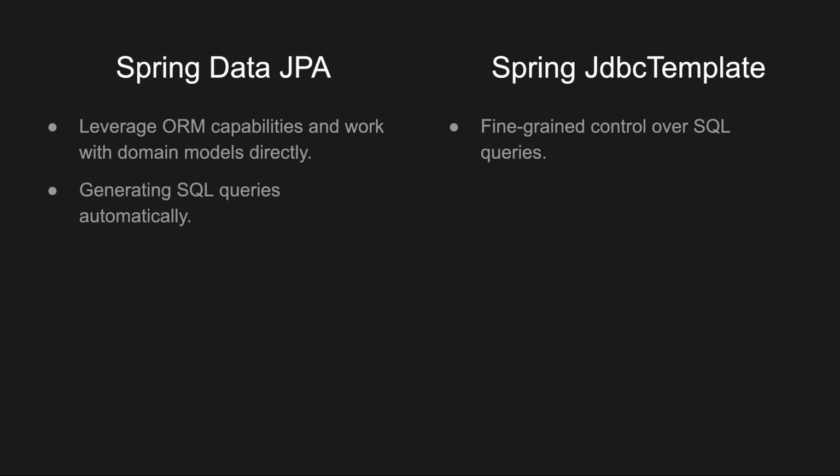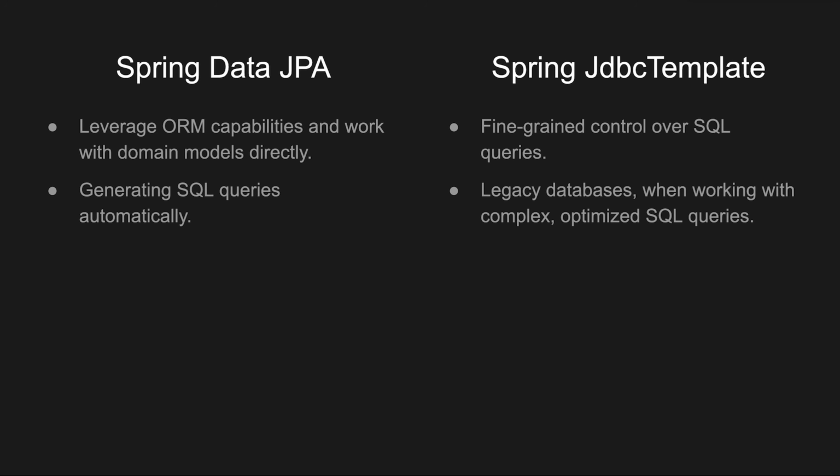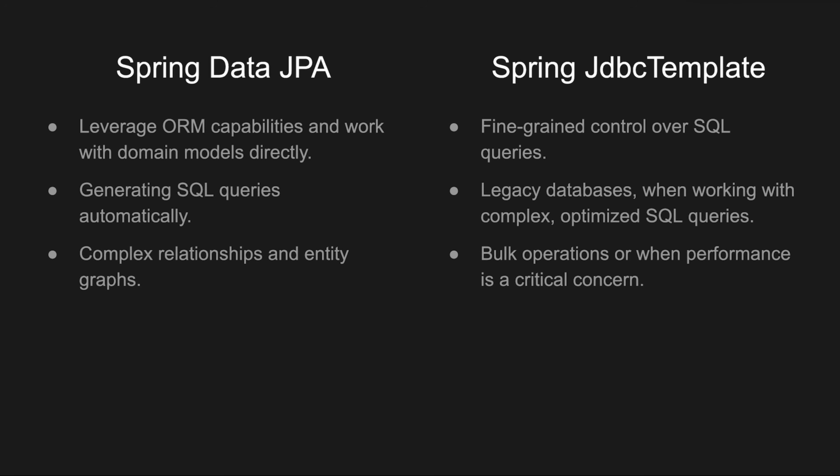Secondly, Spring Data JPA simplifies development by generating SQL queries automatically, but JdbcTemplate is more suitable for legacy databases or when working with complex, optimized SQL queries. And lastly, Spring Data JPA is useful when you need to handle complex relationships and entity graphs. And JDBC is useful when you need to perform bulk operations or when performance is a critical concern.